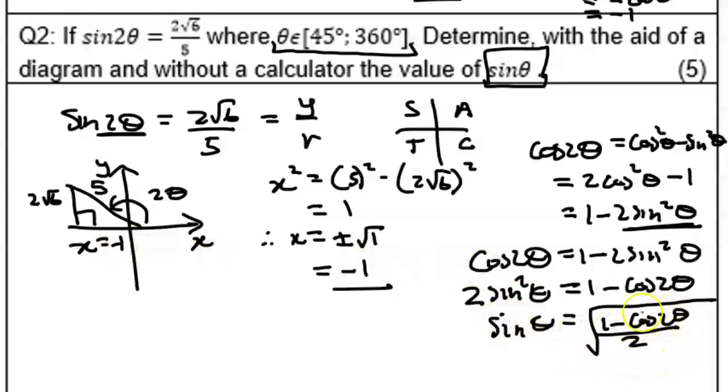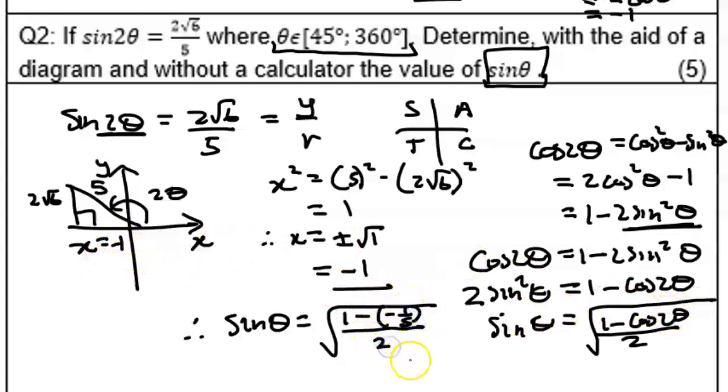What is cos 2 theta? Cos 2 theta is x over r, which is minus 1 over 5. Therefore I can conclude that sine of theta is equal to the square root of 1 minus cos 2 theta, which is x over r, minus 1 over 5, and that's going to be all over 2. Okay, so boys and girls, as you can see, that would be my answer. 1 minus, and in brackets minus 1 over 5. You can simplify further if you wish to, but I'm just going to leave it like that for now.